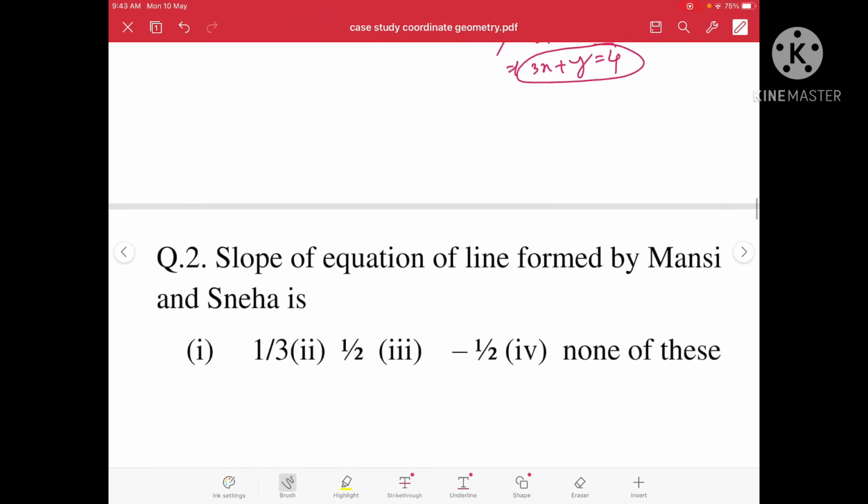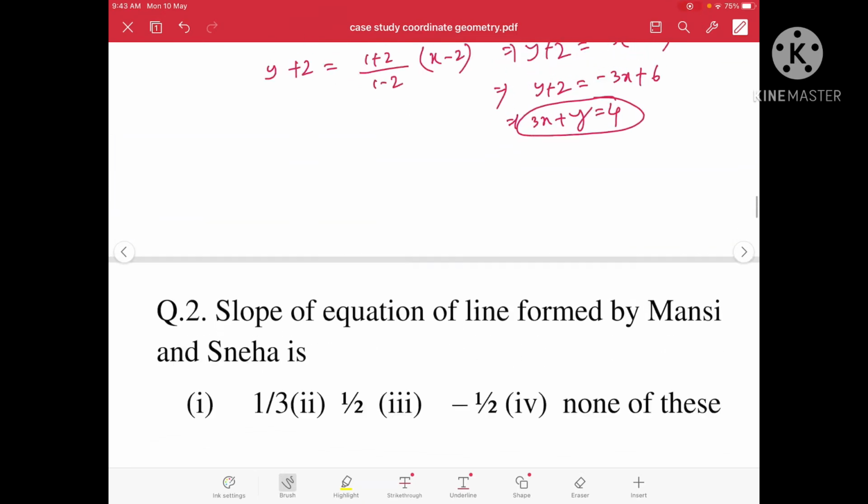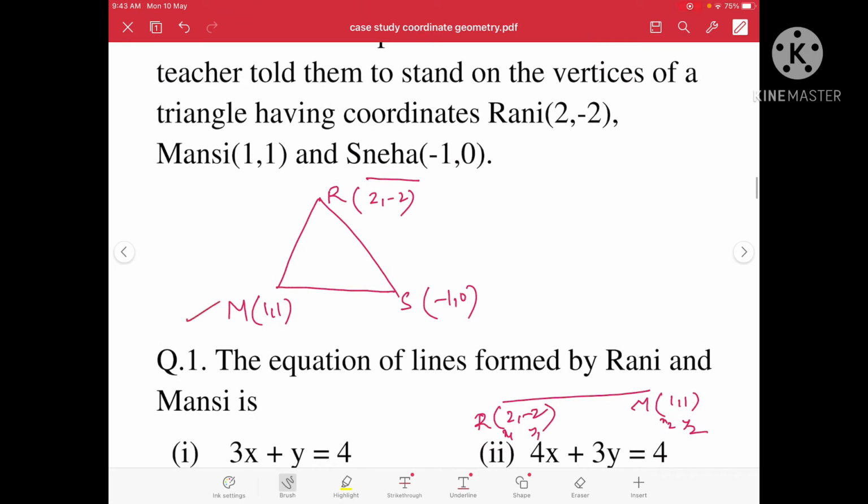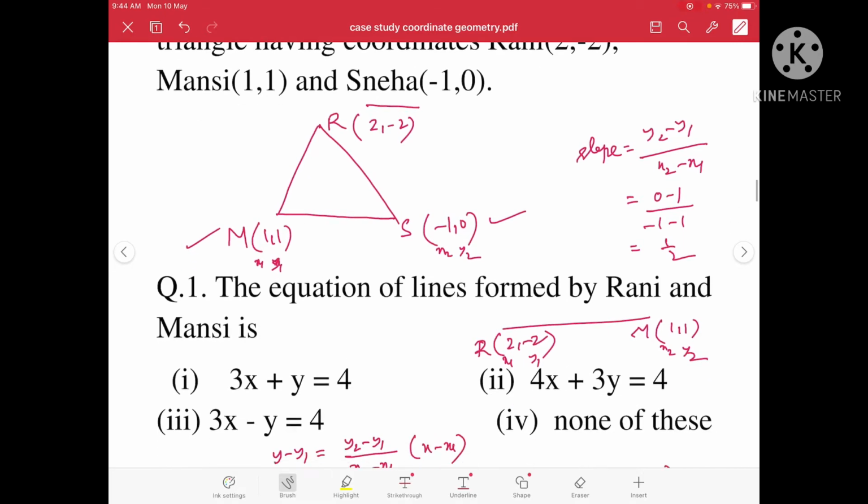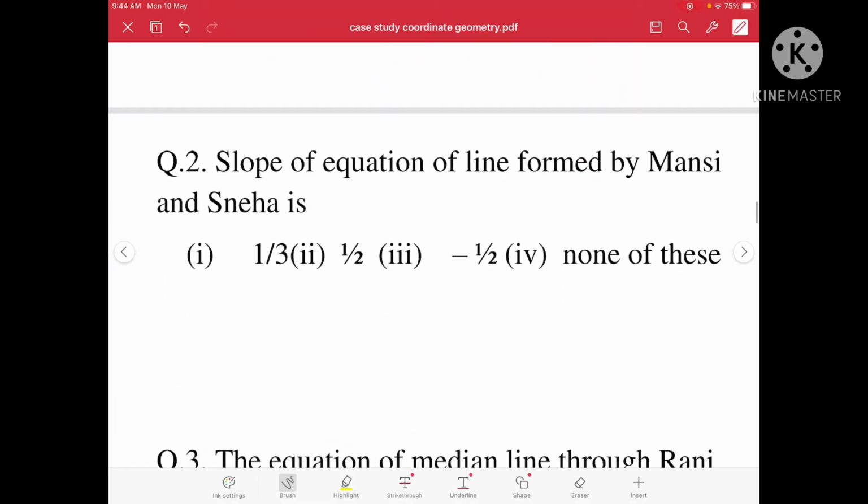Now comes the next one: the slope of the line formed by Mansi and Sneha. Mansi is here, Sneha is here. We have to find the slope of the line MS. We know the formula for slope is (y2 minus y1) by (x2 minus x1). Let us consider this as x1, y1 and this as x2, y2 and put the values. It comes to 1 by 2. The slope of MS is 1 by 2, so the second option will be the correct answer.